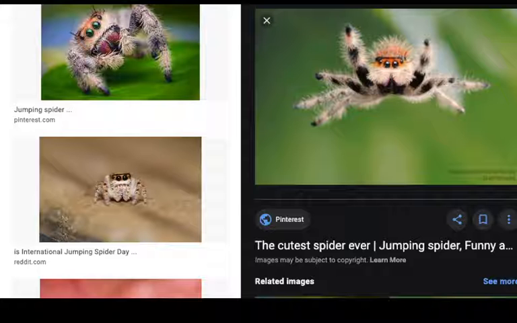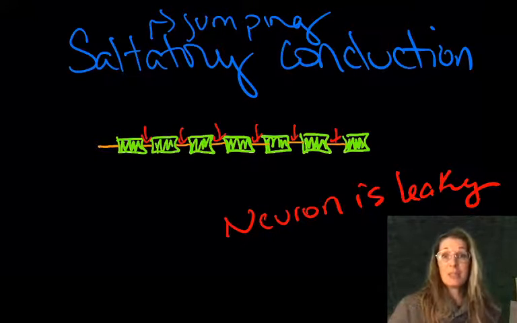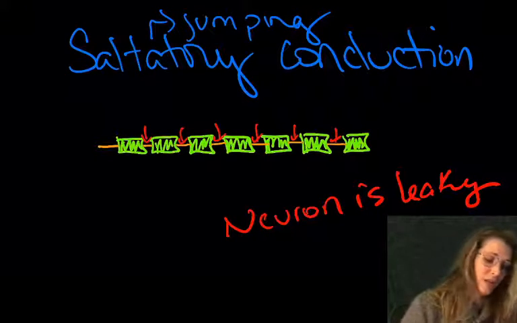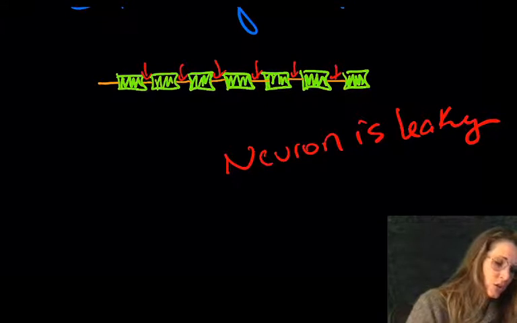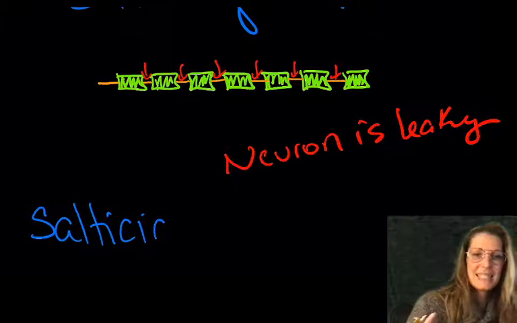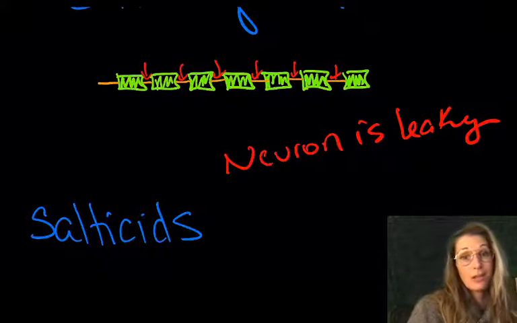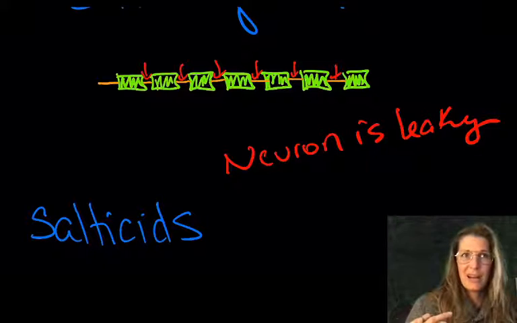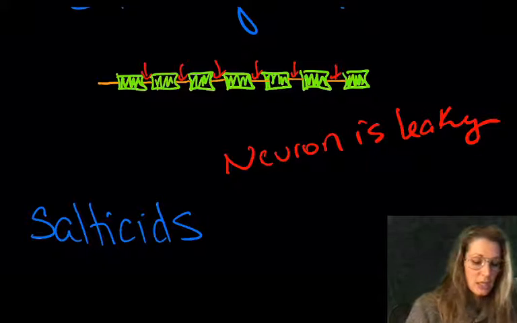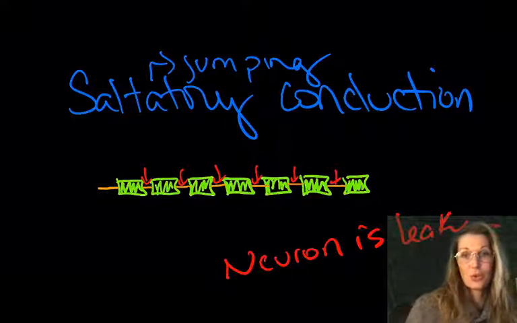Well, aside from the fact that it's cool, I'm telling you this because these jumping spiders, hopefully this will stick in your mind, these jumping spiders are called salticids, or salticidae. So because saltatory conduction is, or saltation, I don't even know what the right word is for when spiders do it, is jumping. And these are jumping spiders. And so I'm hoping that this information will help you remember saltatory conduction.